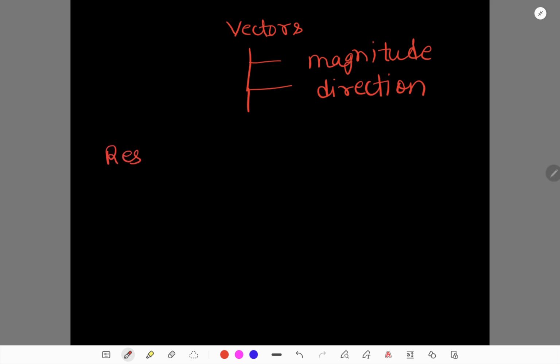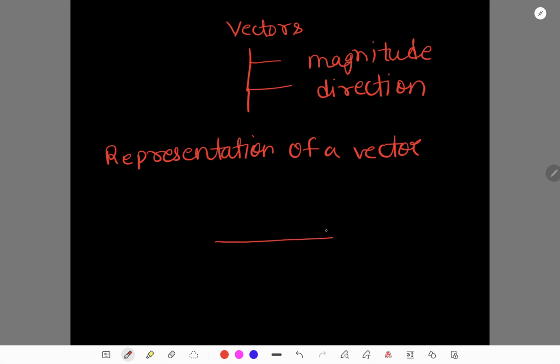Representation of a vector. A vector quantity is represented by a straight line with an arrowhead over it. At point O this is called the tail, and at this point A this is called the head.